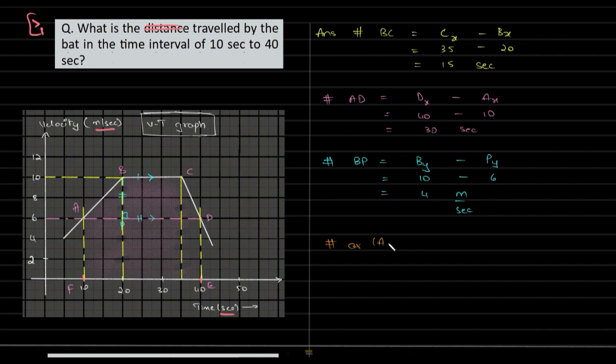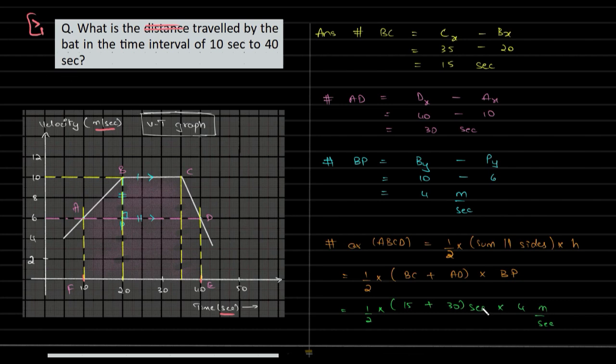So area of ABCD is equal to half into sum of parallel sides into the height. So half into parallel sides are BC plus AD, into the height is BP. So this would be half into BC. BC is 15. AD is 30. So these are measured in seconds, by the way. BP is 4 meter per second.